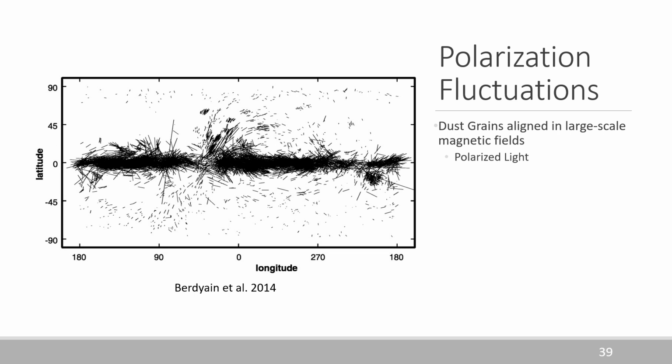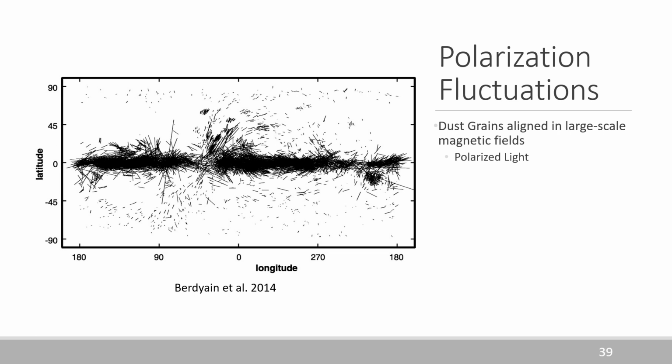Now, if you're familiar with how light is polarized within the Milky Way, like this map shown here, a latitude versus longitude polarization map of the Milky Way, he notes that this is an analogous process: these intergalactic dust grains across the universe will be aligned in large-scale magnetic fields, producing polarized light.